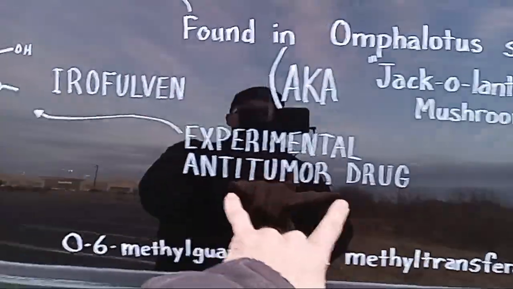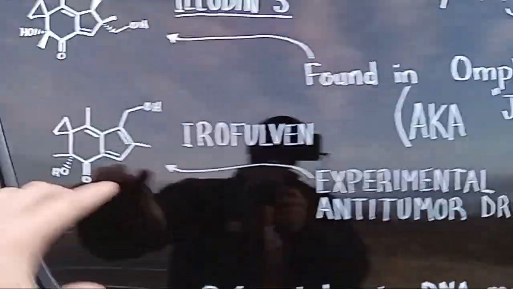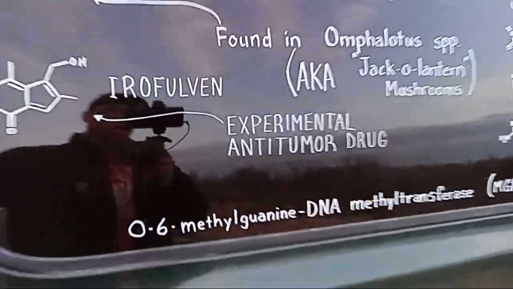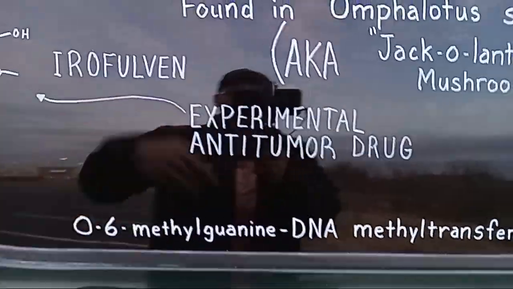And that's the theory behind some of these anti-tumoral and anti-cancer drugs: let's go in and attack DNA replication or transcription, and hopefully the cancer cells get affected by it worse. Well, switching it back over here. Experimental anti-tumor drug. It's not an actual prescription drug as of yet. It's still in the trials.